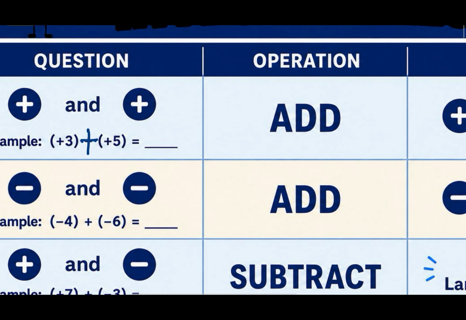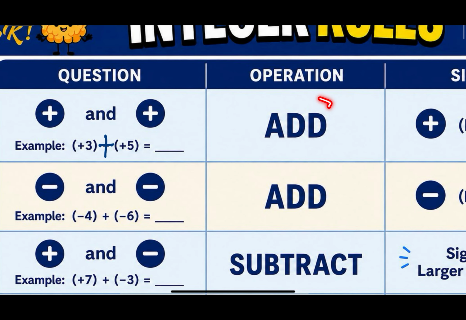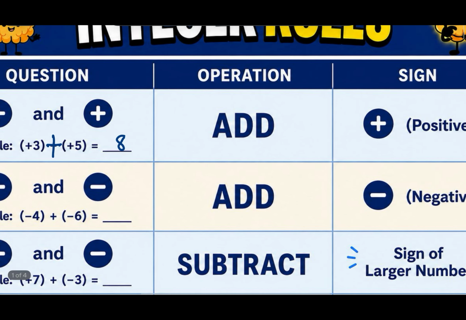Now look at the first one. It's positive 3 and positive 5. Both are positive. What do we need to do in that case? What is the operation that we need to do? We need to add. Now when we add, what do we get? 3 plus 5 is 8. Just add it. Which sign are we going to put? We will put a positive sign.